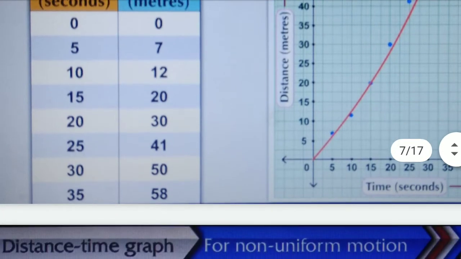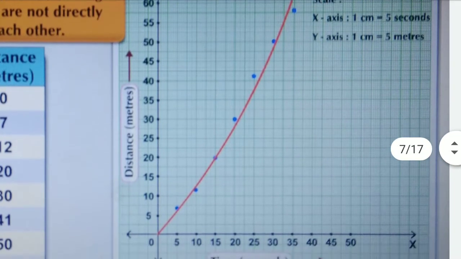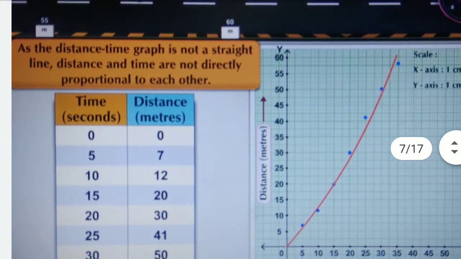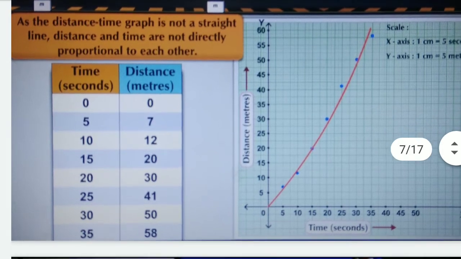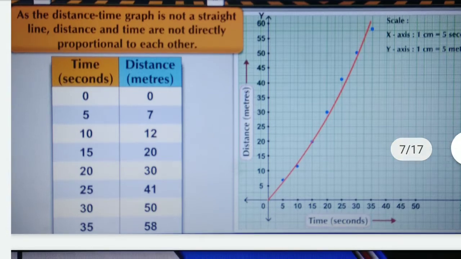Let us observe the graph of this table. If we plot the graph of this table, we can see that this is not a straight line graph. This is a curve shape. That means as the distance time graph is not a straight line, distance and time are not proportional to each other. In the previous example, the motion of the car was a uniform motion.